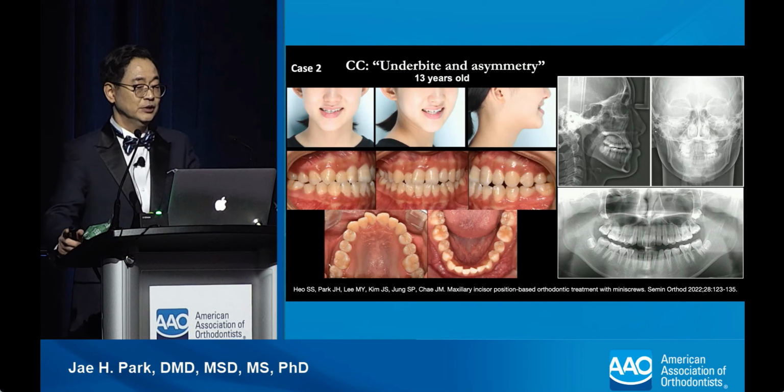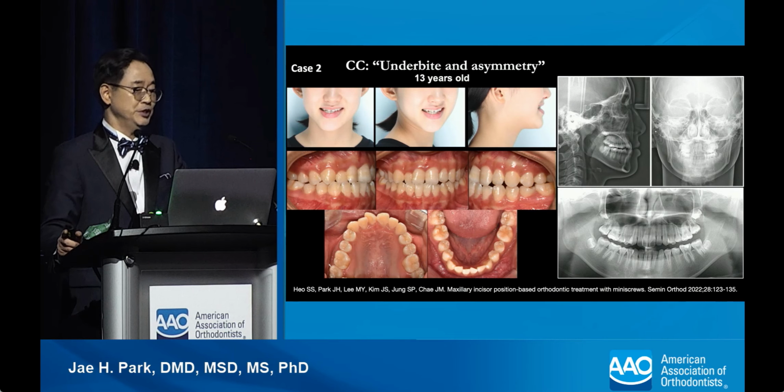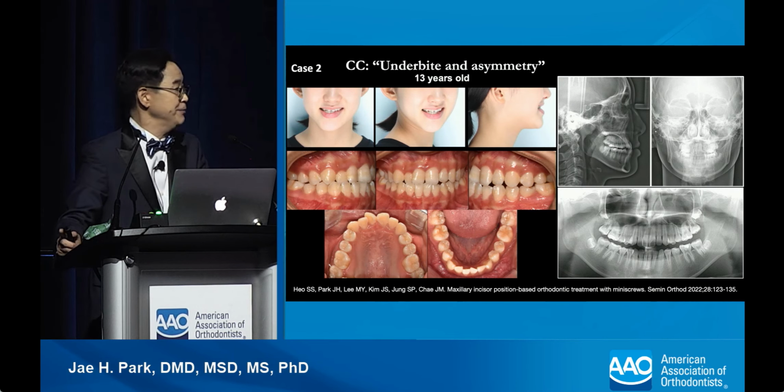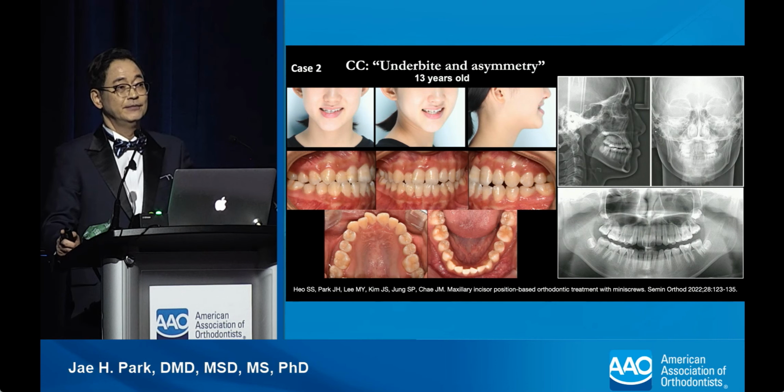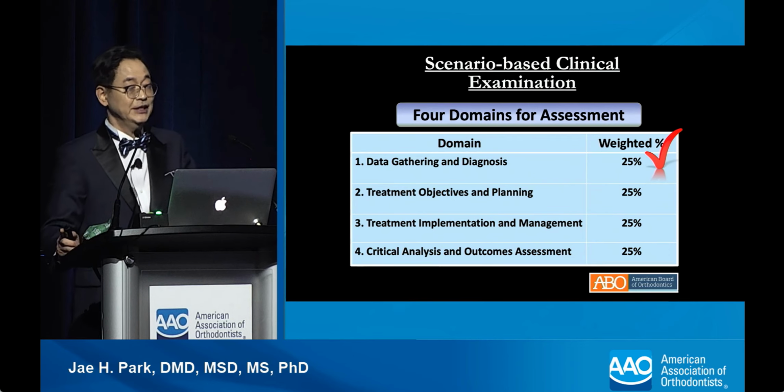Case number 2, pre-treatment photos and radiographs. She was 13 years old, and her chief complaint was underbite and asymmetry. In the ABO scenario-based clinical exam, let's review domain 1, data gathering and diagnosis.